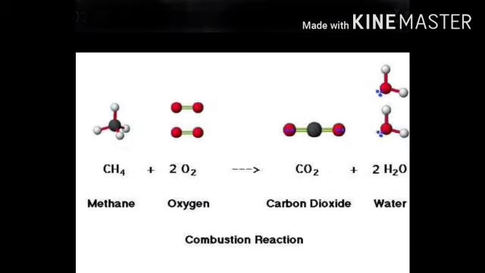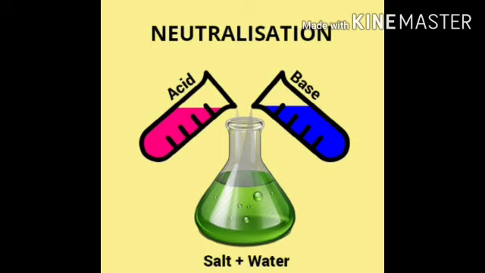Combustion of methane is also an example of an exothermic reaction. Methane reacts with oxygen to form carbon dioxide and water. Along with the products, 890.4 kilojoule per mole of energy is released. When we mix acid with base to give salt and water, this reaction is called an acid-base neutralization reaction. It is also an example of an exothermic reaction, because along with the products 57.32 kilojoule per mole of energy is released.